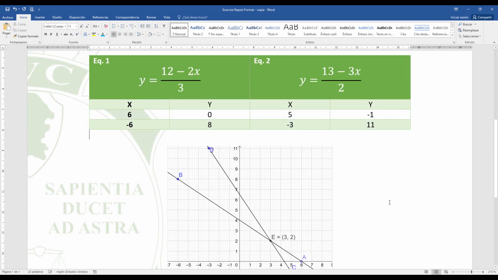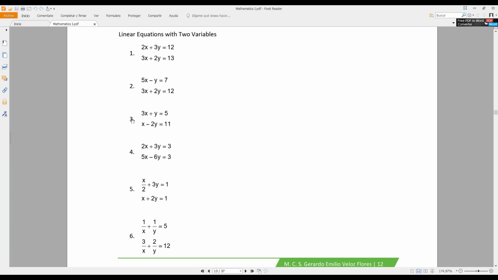So you need to do that for the rest of the systems of equations.